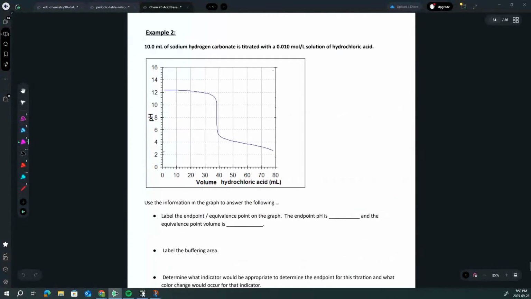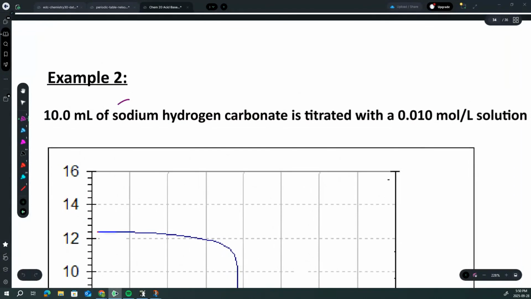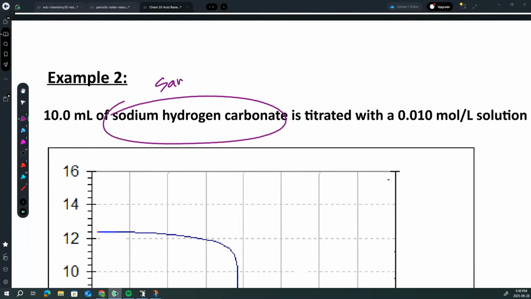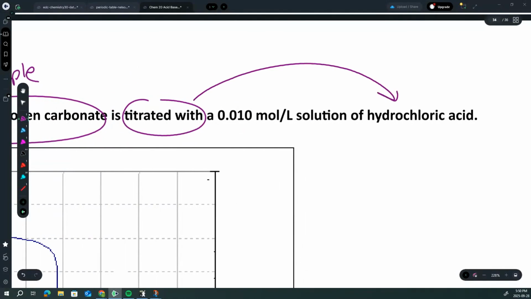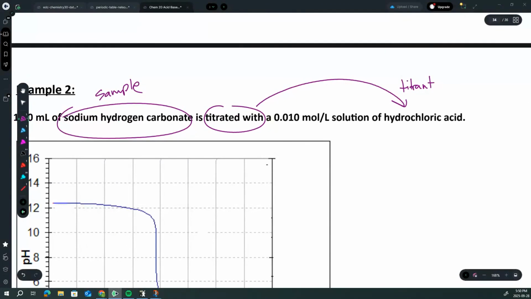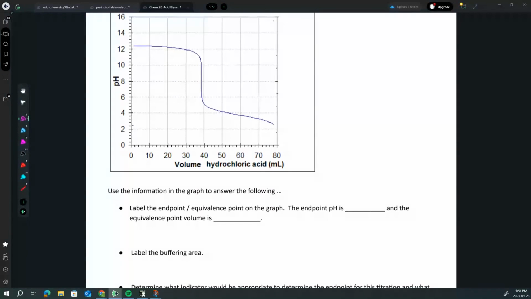All right, example number 2, we have 10 milliliters of sodium hydrogen carbonate. So that is going to be our sample. It is titrated with, so that means this is going to be our titrant, hydrochloric acid. It says use the information in the graph to answer the following. Label the endpoint / equivalence point on the graph, the endpoint pH.